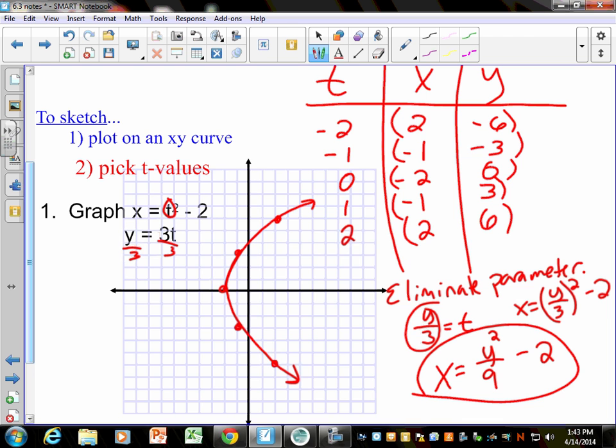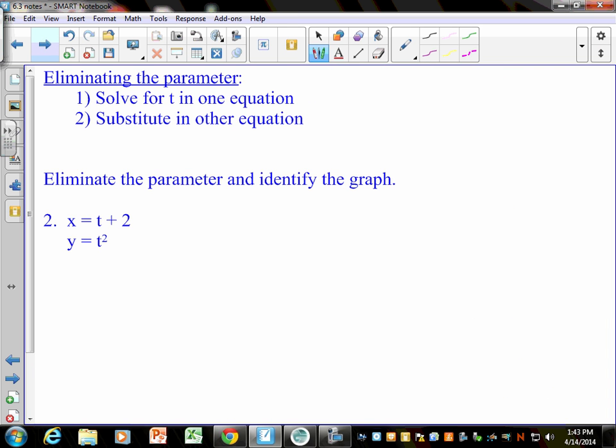So if you need directions on eliminating the parameter, that's the directions. If you feel like you know what it means to eliminate the parameter, you don't have to write all that down. To eliminate the parameter means you have to solve for t or theta, because sometimes we use theta, in one equation, and substitute it in the other equation.